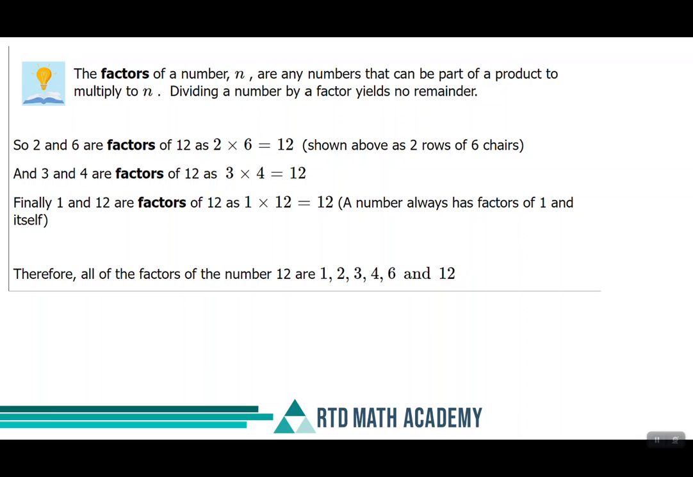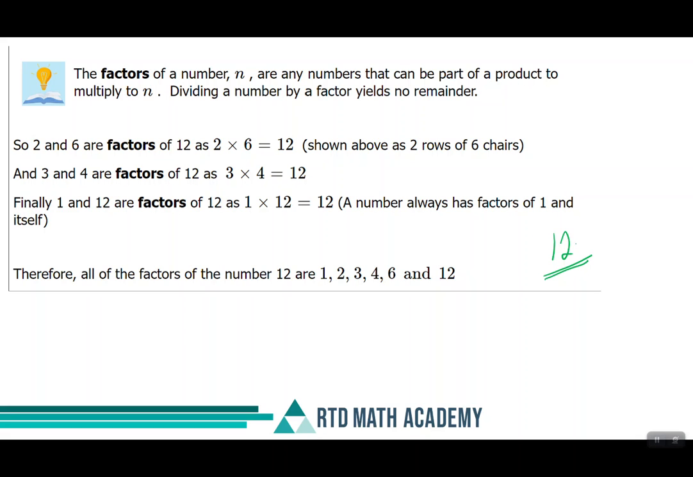The factors of a number n are any number that can be part of a product to multiply to n. You think about that and it says, what does that mean? Well, let's take, for example, the number 12. I'm just working off to the side here. When we're trying to find all of the numbers that we can find to make a product to multiply to 12, it's really a tongue twister.